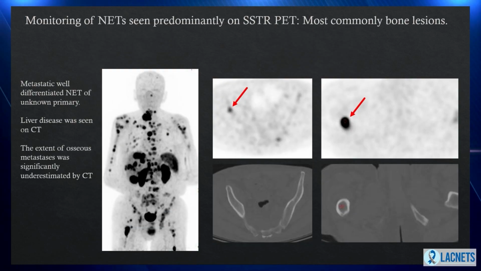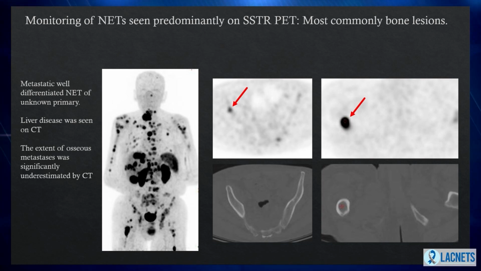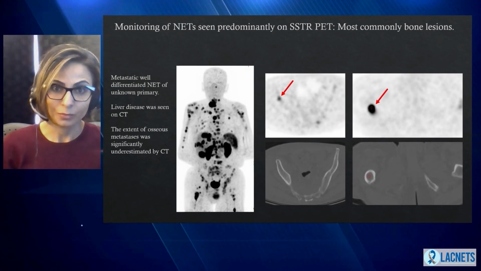Now, a lot of the sites of disease are much more obvious on somatostatin receptor PET, or on DOTATATE PET, compared to CT, and bones are one of these sites. In this example, we see many bone lesions, and if you look on CT, they're completely occult. We don't see them on CT, but on somatostatin receptor PET, they're very obvious. So for cases like this, staging and follow-up with somatostatin receptor PET is very helpful.